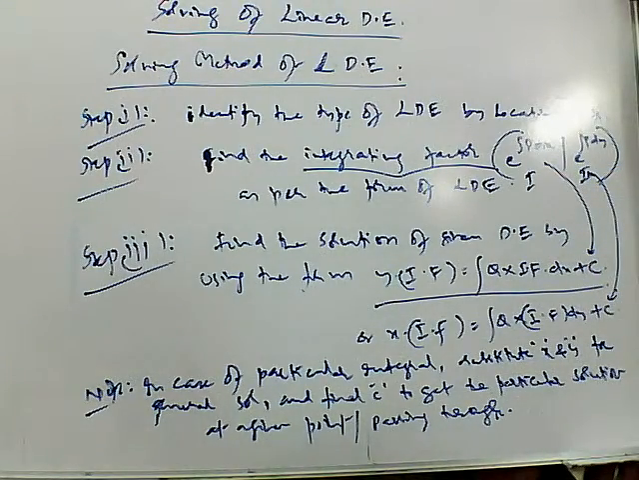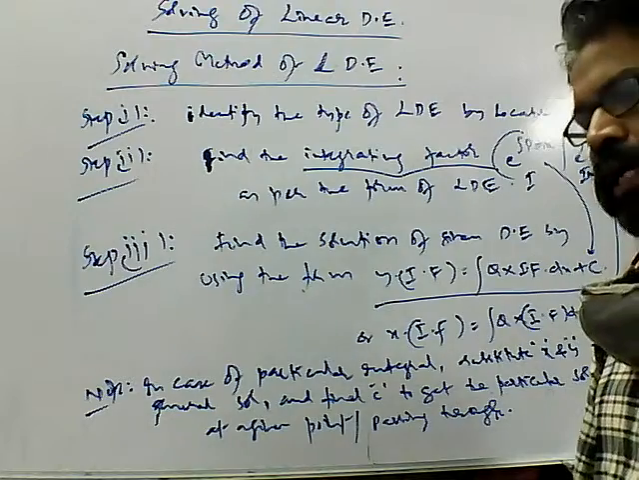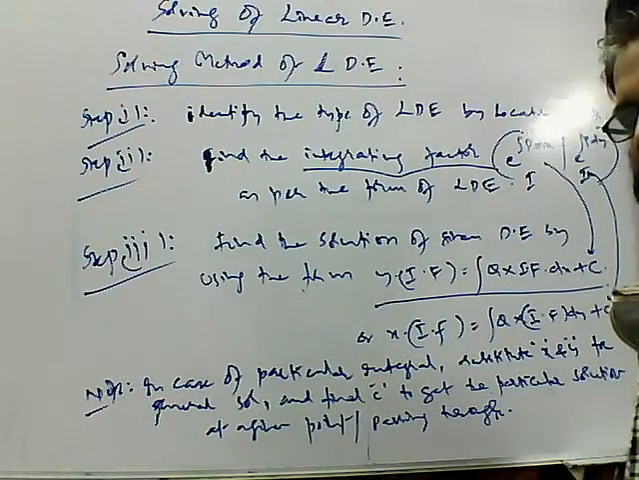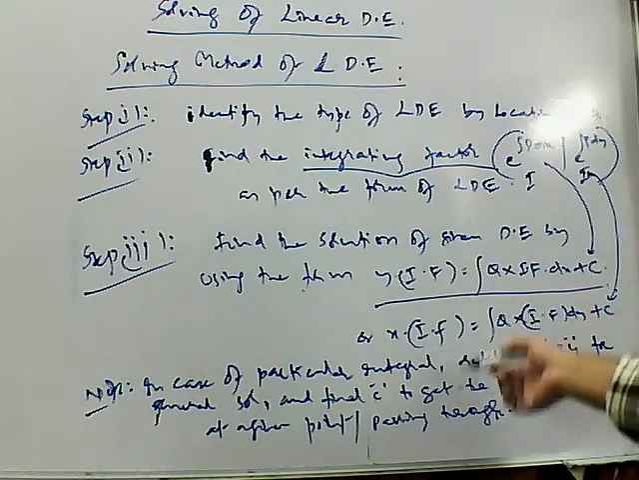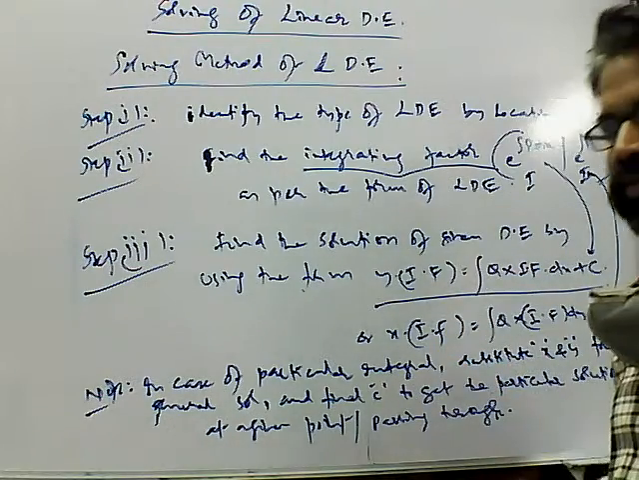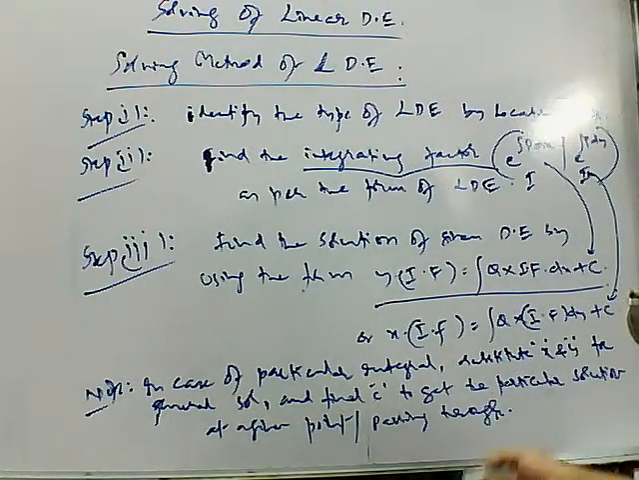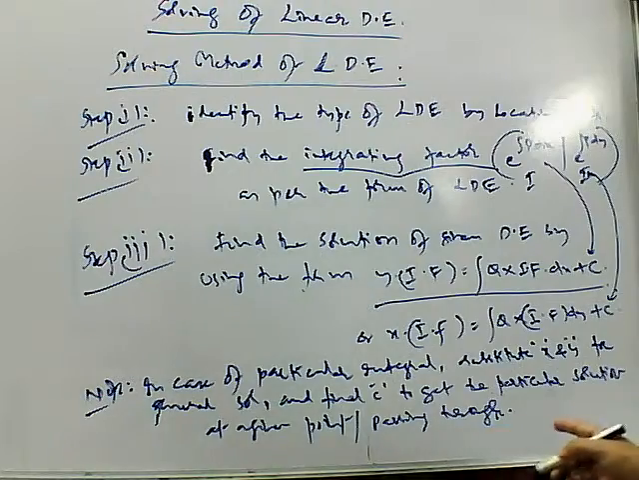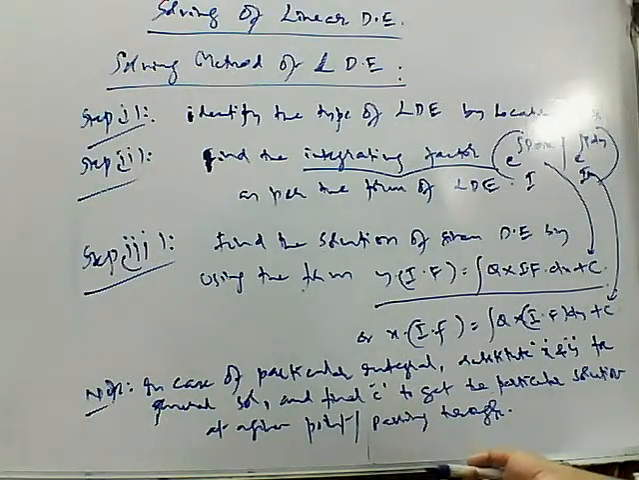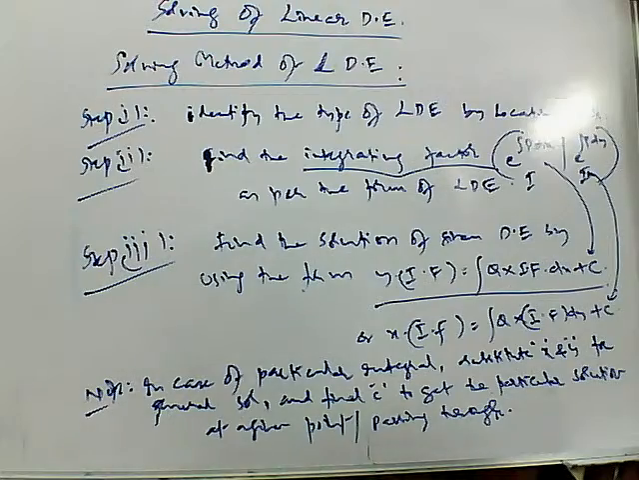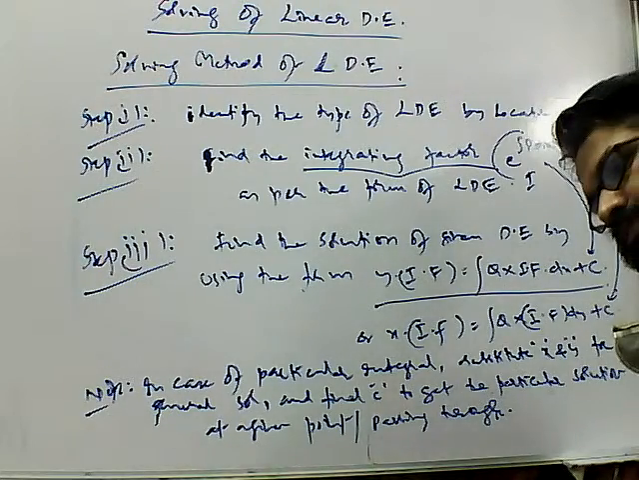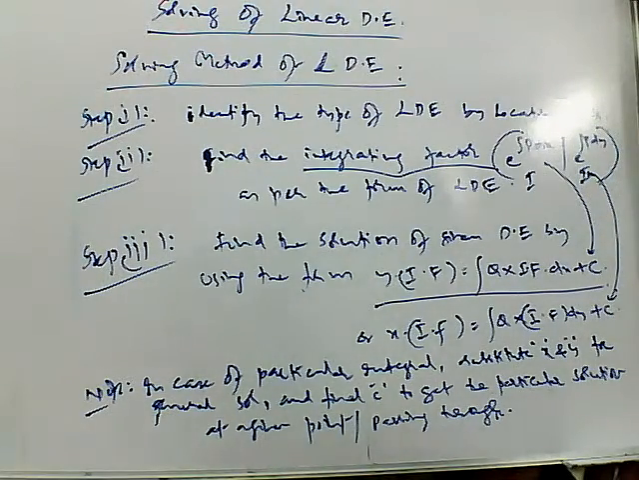So P and Q are key, and the type of linear differential equation is key. Then the IF is important. Once the IF is found, use the formula and then substitute. And if you are required to find the particular solution, put the x and y values, find the C value and then substitute the C value. These are the steps, and we will proceed accordingly with this pattern. Okay, clear?